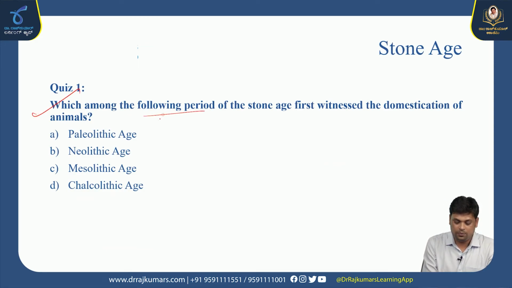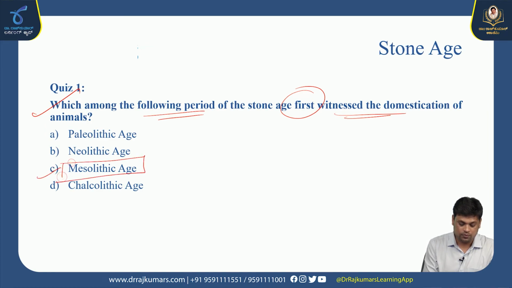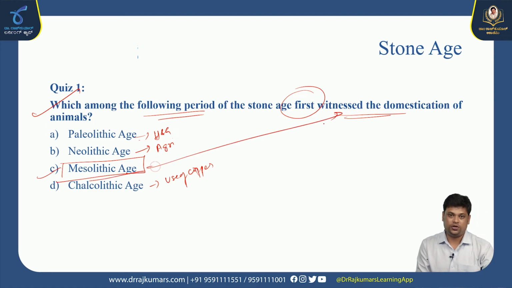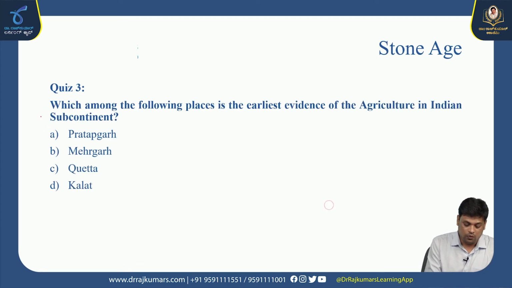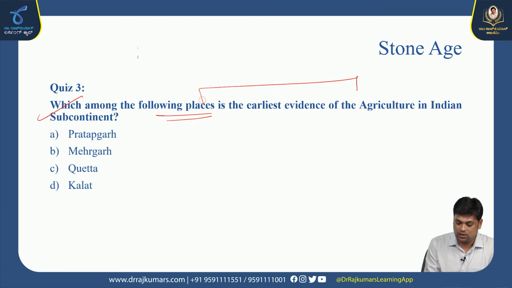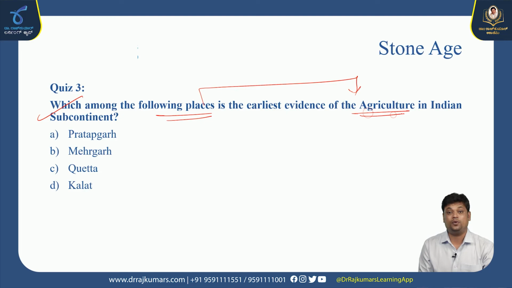Which period of the Stone Age first witnessed the domestication of animals? Domestication of animals started during the Mesolithic age. Paleolithic age: hunters and gatherers. Neolithic age: practicing of agriculture. Chalcolithic age: use of copper. So the Mesolithic age first witnessed domestication of animals. What was the main activity of Old Stone Age people? Hunting and gathering.